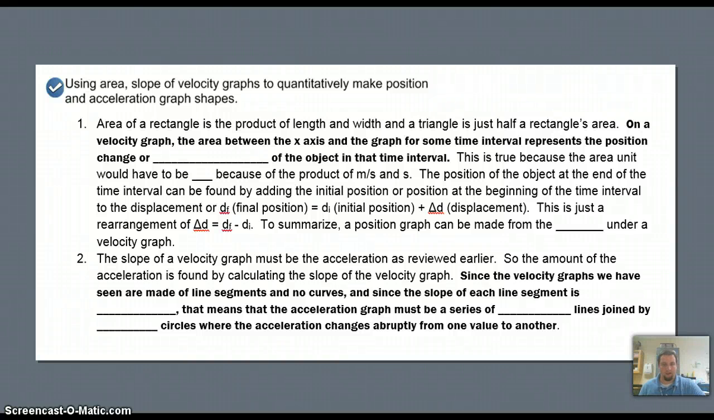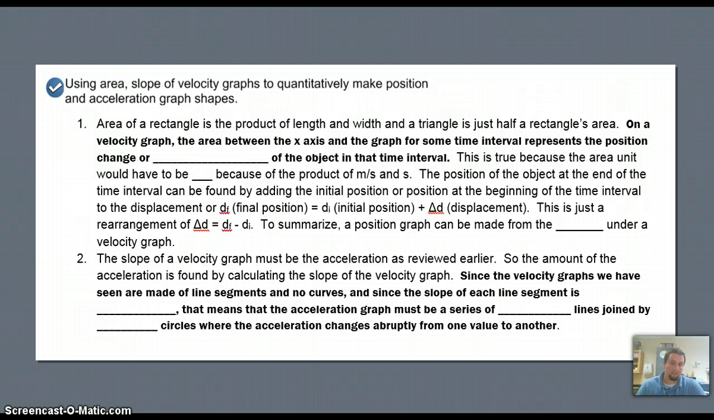And welcome back. Today we are going to be going over chapter 5 in the notes, and we're going to be looking at using area, slope, or velocity graphs to quantitatively make position and acceleration graphs shape. So basically what we're going to be doing is going in the opposite direction from what we have been going in. Before, we have been going from a position graph to a velocity graph by graphing the slope of the tangent lines, or by graphing the slopes. Now we're going to go the other way.